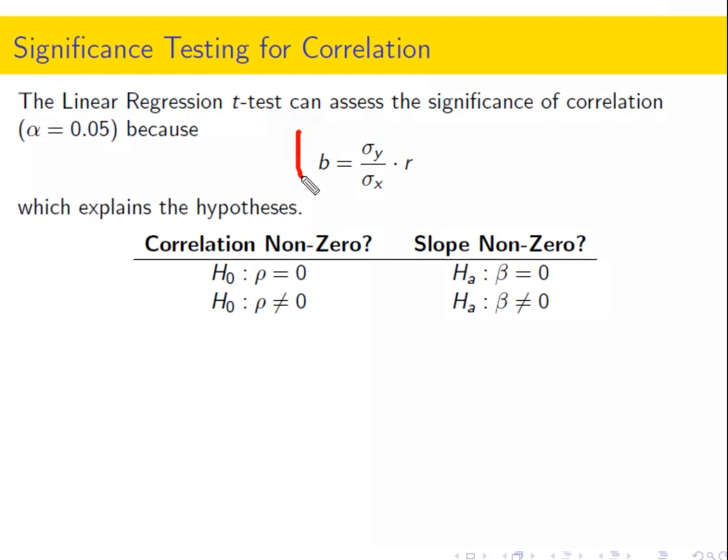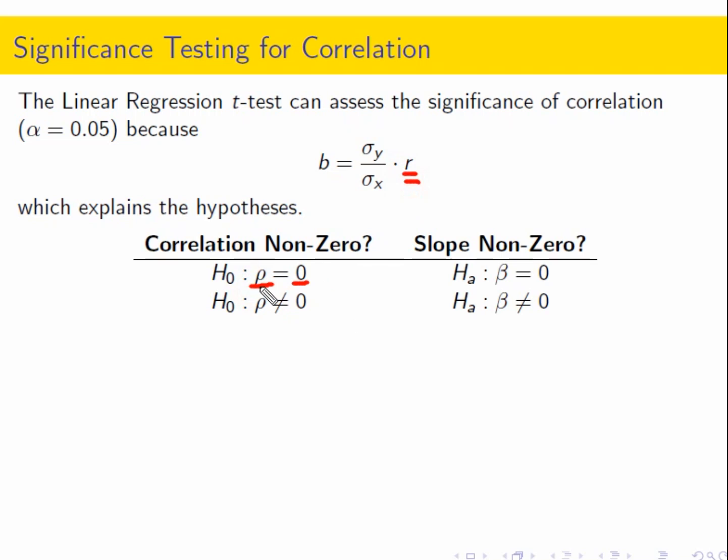Right, that the slope is equal to the standard deviation of the y variable divided by the standard deviation of the x variable times the regression coefficient. And why is that important? Why do I point that out? Well, because we're running the hypothesis and trying to test whether or not we have evidence that the correlation is significantly different than 0. Right, so in the statistical model, we have a statistic, R, estimating a parameter, rho, right?